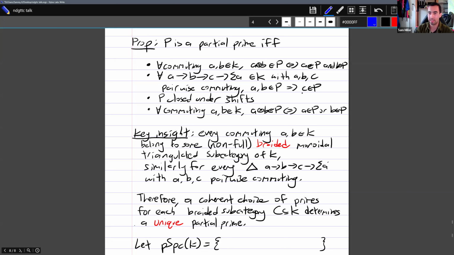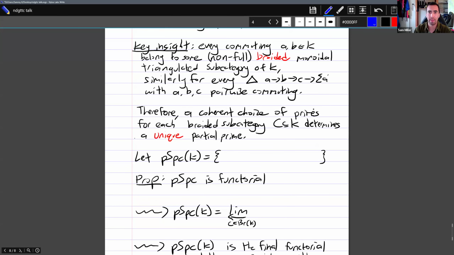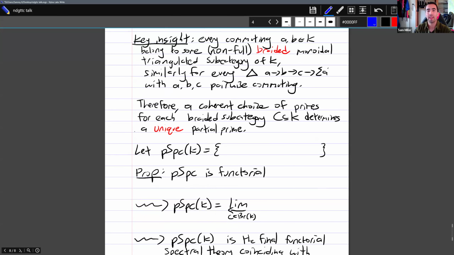You can apply shifts to get the other two as well. P is closed under shifts. And then similarly, for all commuting A and B, A tensor B in P is equivalent to A is in P or B is in P. And the key insight here is that every commuting A, B, and K belong to some almost necessarily non-full braided monoidal triangulated subcategory of K.